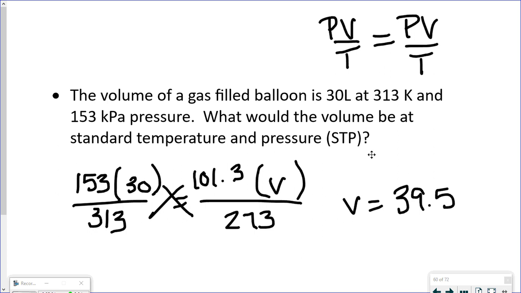And I would normally give you more, but the 30 liters has only 2 sig figs, so we'll round this to 40 liters as our final volume. Let's look at one more example with these.